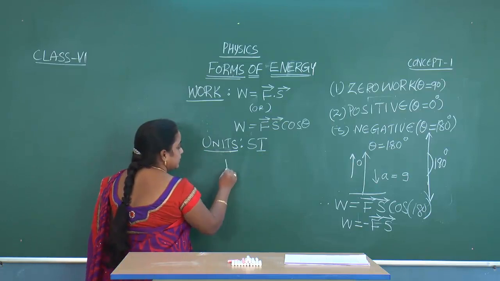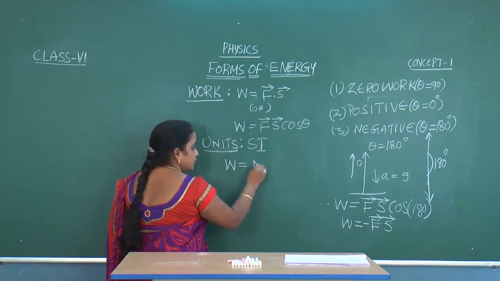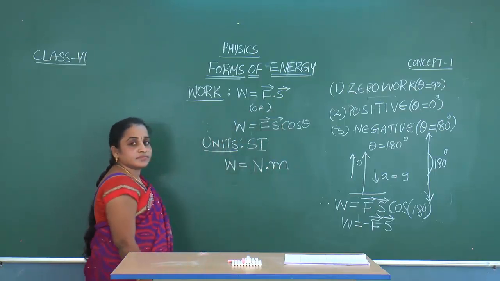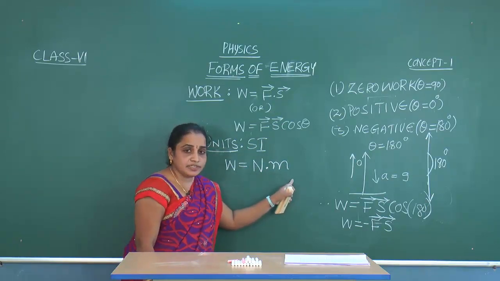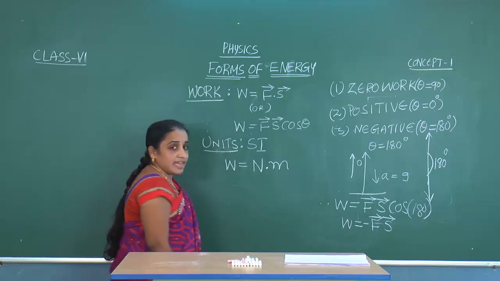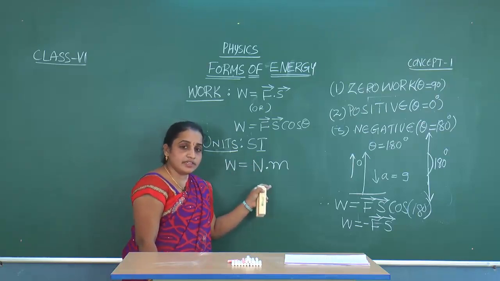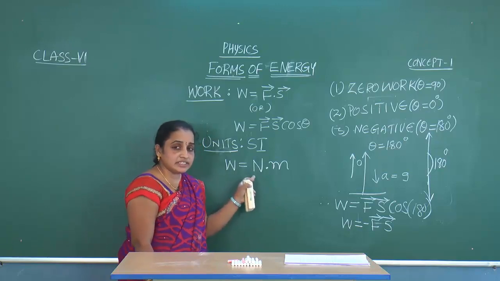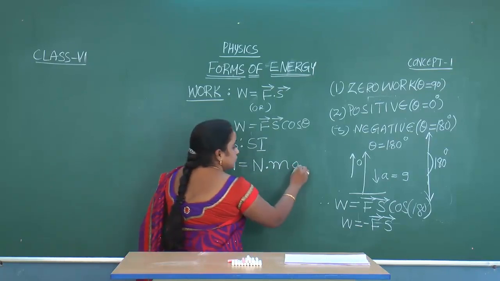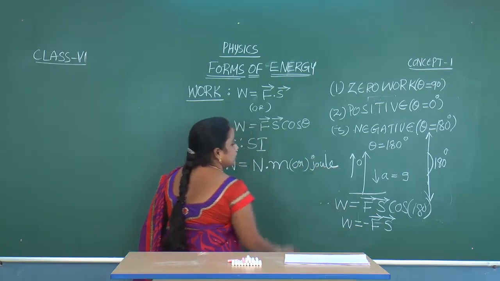So first, work done is equal to force, which will be measured in Newton, times displacement, which will be measured in meter. That is Newton meter. This can also be called, according to the scientist Joule, who gave the name, the SI unit of work done as Joule. Newton meter is nothing but a Joule.